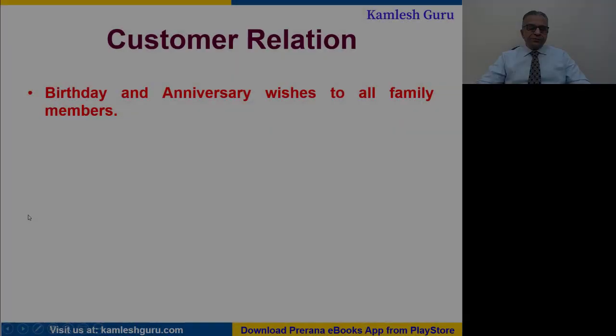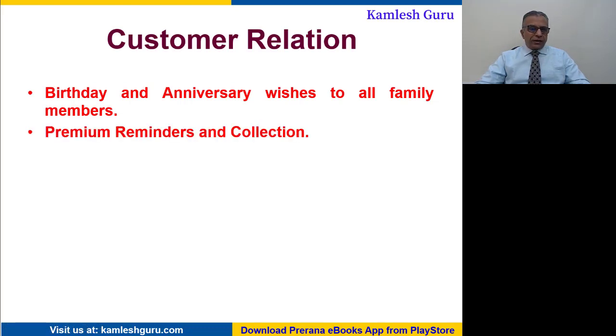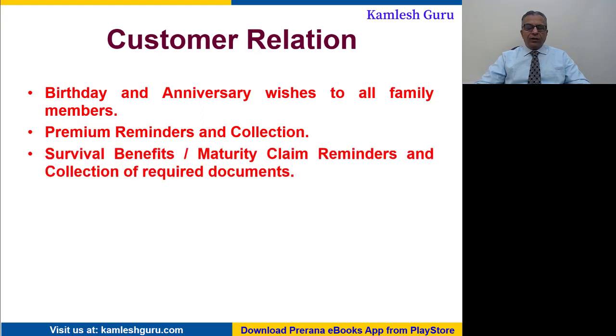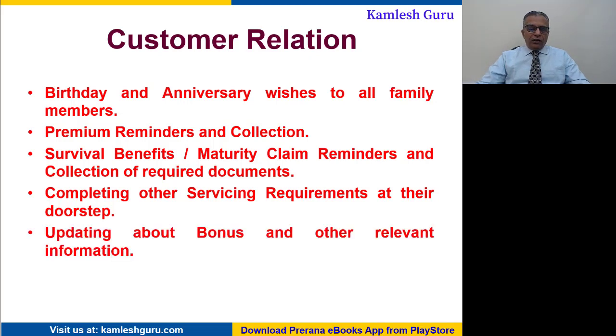So what do you have to do to maintain good customer relationships? First, you have to remind them on birthdays and anniversaries, not only of your prospect, but of all the family members. Premium reminders and premium collections. All the survival benefit and maturity claim reminders and collection of the required documents, you have to give priority to these services. And complete all the servicing requirements at their doorstep. Regularly update them, sending them the required information about the total bonus additions under their policies and other relevant information.